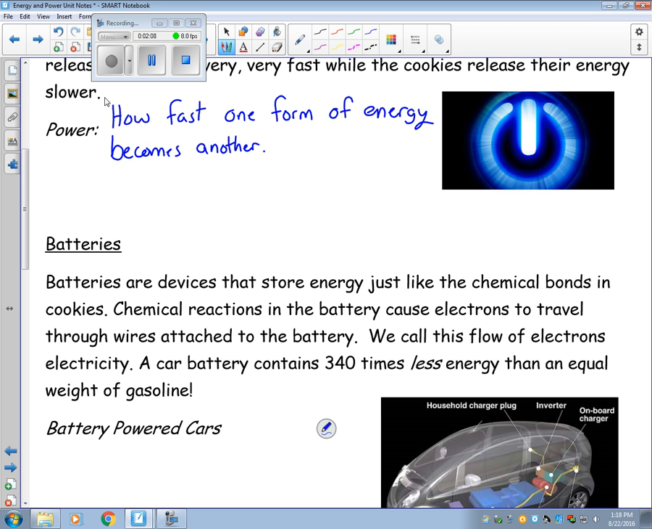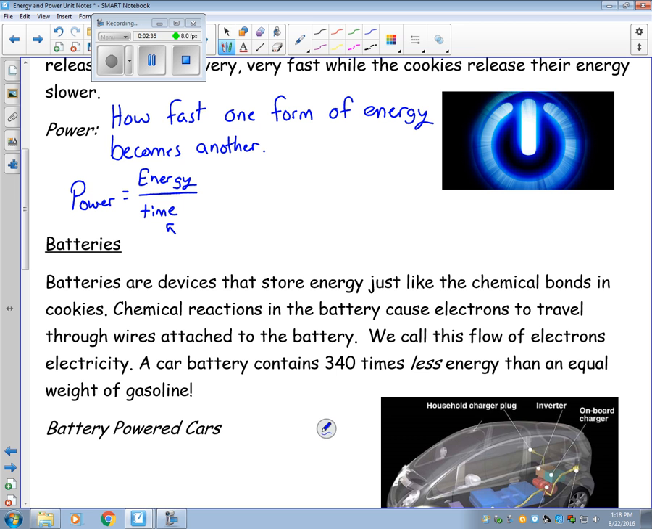So the power formula: power equals energy divided by time. So notice, if one thing can convert its energy quicker, so that means it has a smaller time, like dynamite, it will have a higher power. So the shorter the time interval, the greater the power.